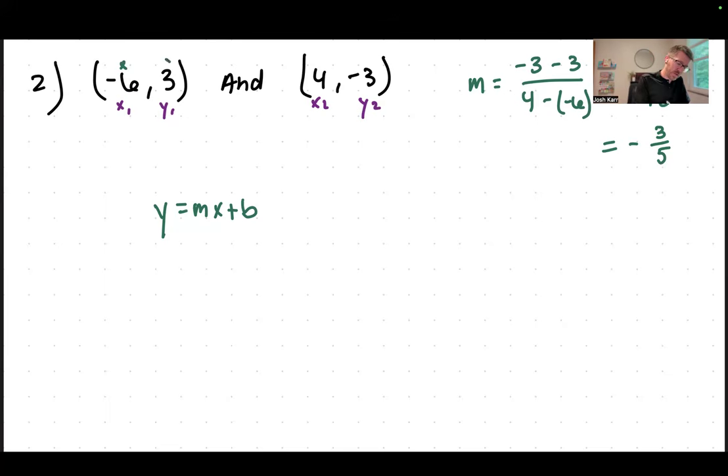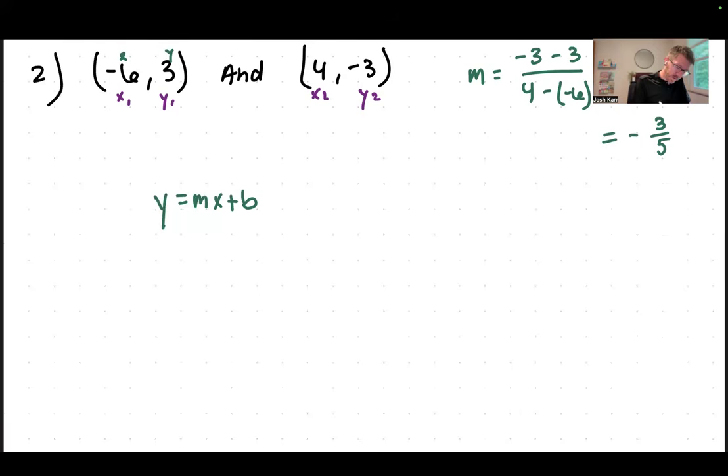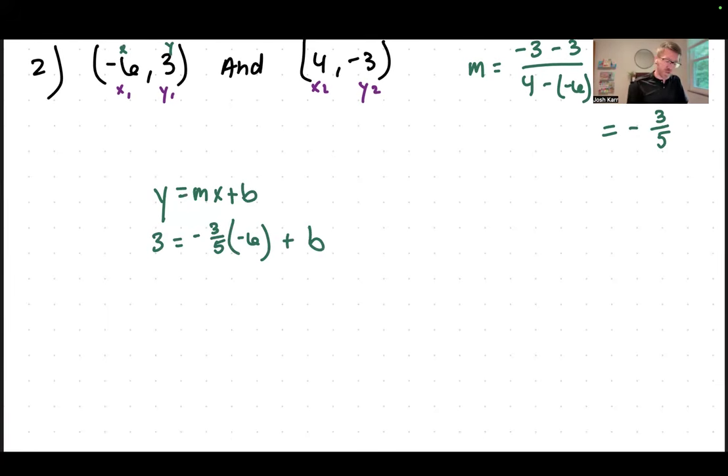I'm going to use this as my x and this is my y, the -6, 3. You can use the other one. You should end up with the same answer as me. Maybe you just test yourself and try that out. So I'm going to plug in a 3, a -3/5, and a -6. Just going to work to simplify and solve for b. So we've got a 3. We got a negative times a negative here, so it's going to end up being a positive. 6 times that 3 in the numerator gives me 18/5. So I get 18/5 plus b.